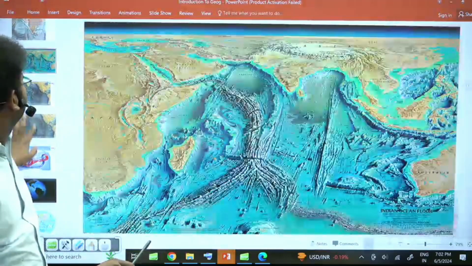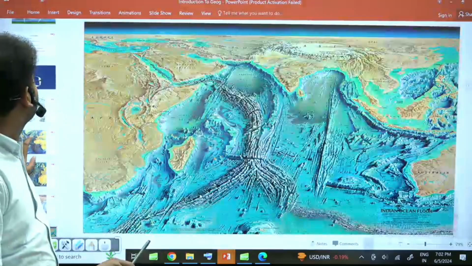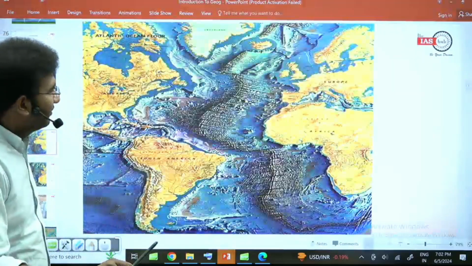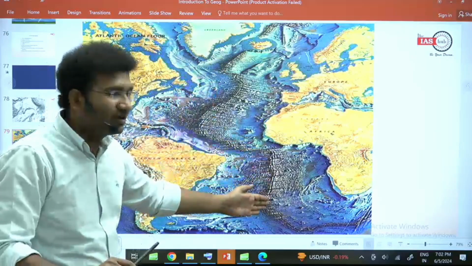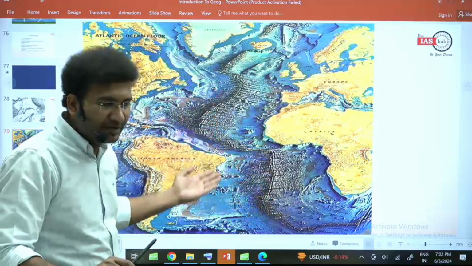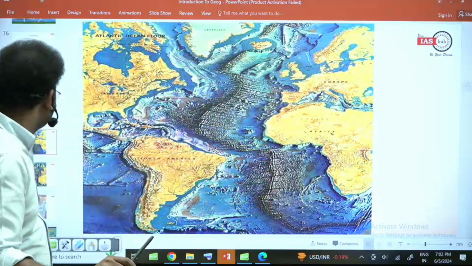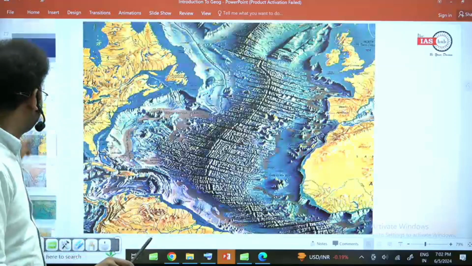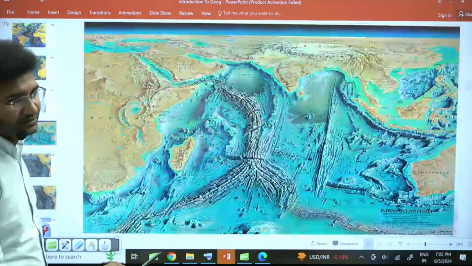Indian Ocean. ठीक है? Middle oceanic ridges. See, look here. This is what is middle oceanic ridges. What are these mountains? Pacific में भी है oceanic ridge. Likewise, Indian Ocean also you have these ridges. These are some of the examples.